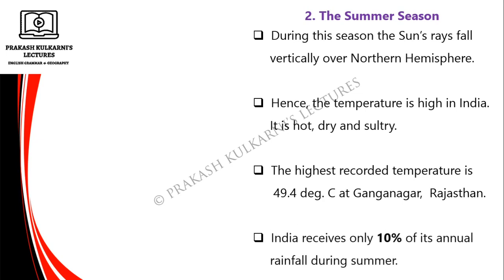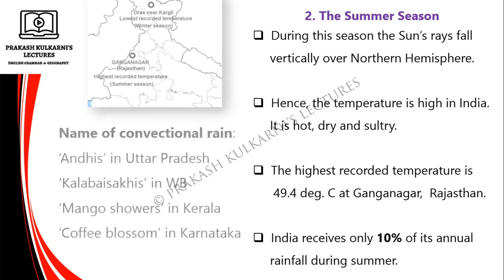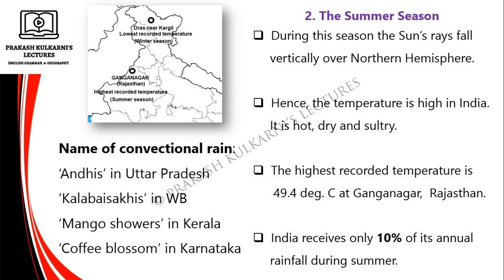India receives only 10% of its annual rainfall during summer. During summer season, because of local heating, there will be convectional rainfall. Throughout India, different names are given to convectional rain. They are called Andis in Uttar Pradesh, Kala Baisakhi in West Bengal, mango showers in Kerala, coffee blossom in Karnataka.